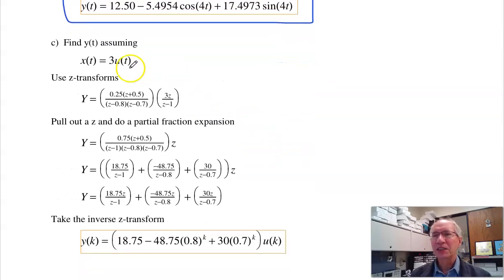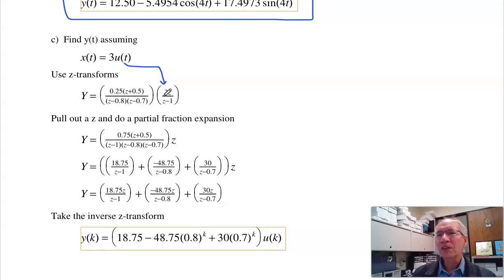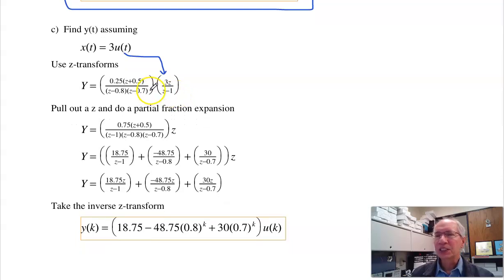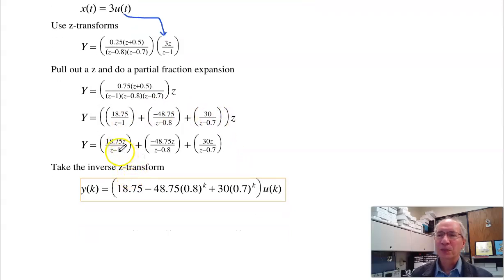And part C is if the input is a step, this is the gain everywhere. What's the gain when the input is a step with an amplitude of 3? So here's the step times 3, step with an amplitude of 3. To solve that, the trick in the z domain is pull out a z, do partial fraction expansion, bring the z back. Now this is in my table. This is 18.75 times a constant of 1, minus 48.75 times 0.8 to the k, plus 30 times 0.7 to the k. There's y of k.